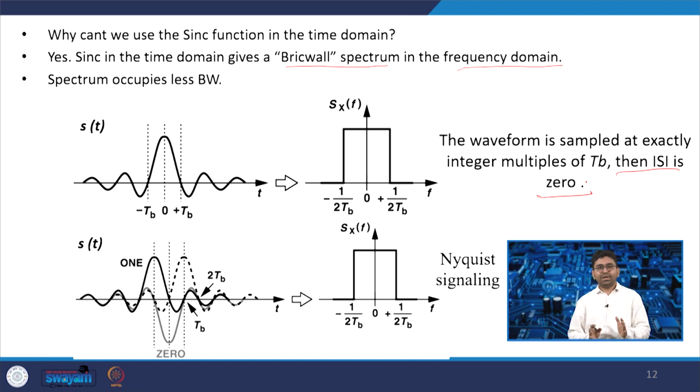We will not have any inter-symbol interference if we have a sinc function, meaning if your signal amplitude is made as a sinc function, then you will have 0 ISI, and this is called Nyquist signaling. So, this method of making 0 ISI is called Nyquist signaling.